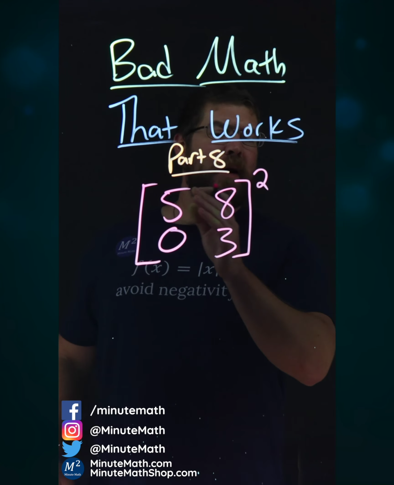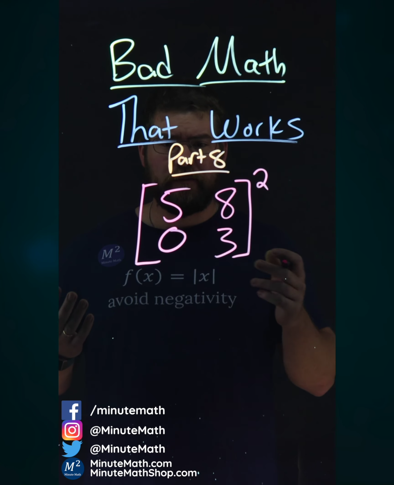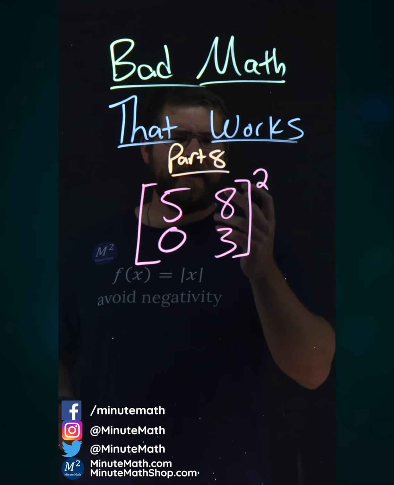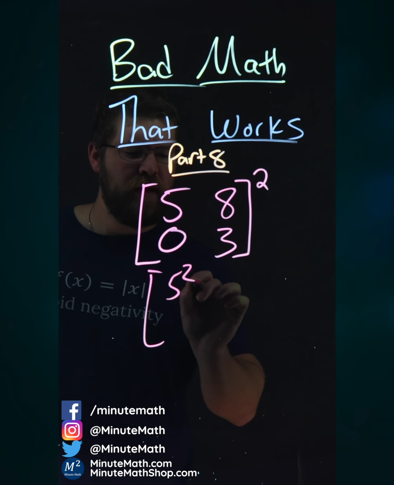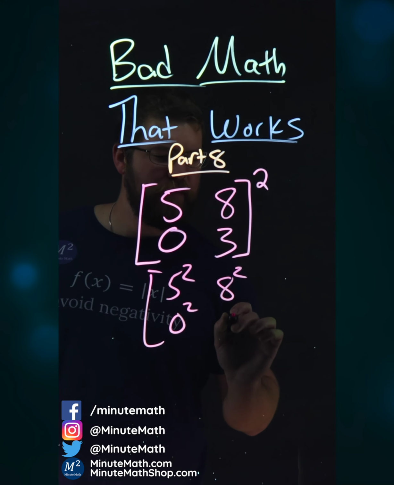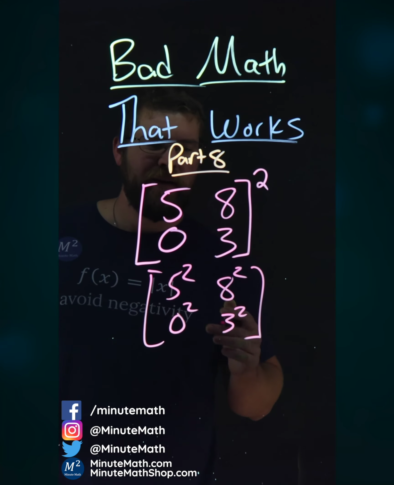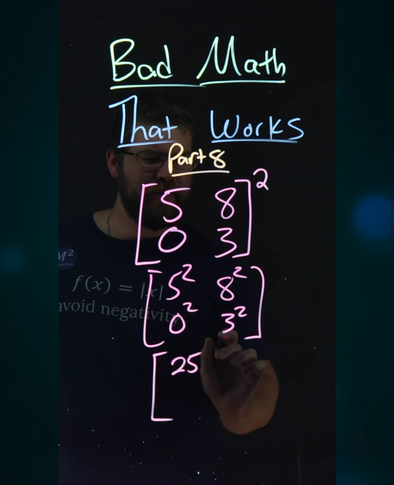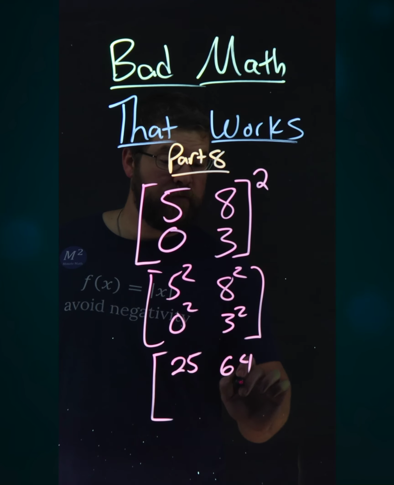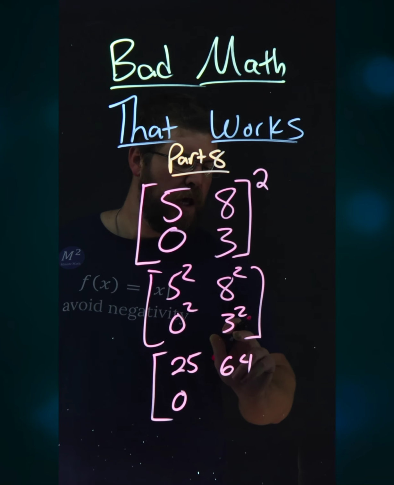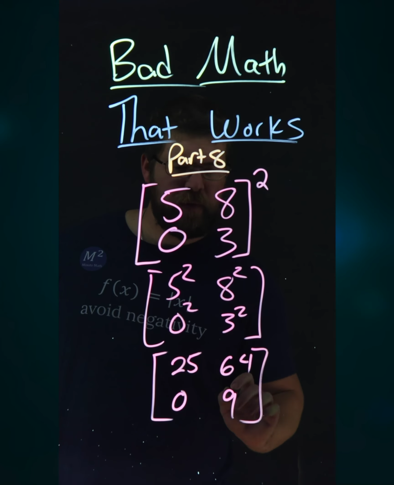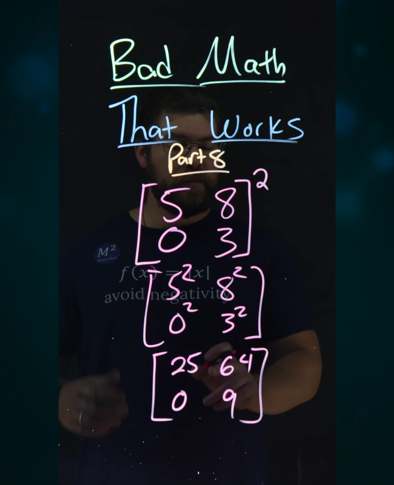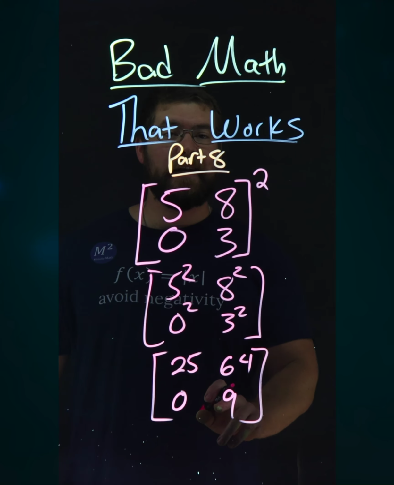We're given this 2 by 2 matrix, and we gotta square it. We got 5, 8, 0, and 3. Well, clearly just bring the square to each part here. So I have a 5 squared, 0 squared, 8 squared, and a 3 squared. We'll just simplify that right there. 5 squared is 25, 8 squared, 64, 0 squared is 0 obviously, and 3 squared is a 9. And so the 2 by 2 matrix 5, 8, 0, 3 all squared comes out to be 25, 64, 0, and 9.